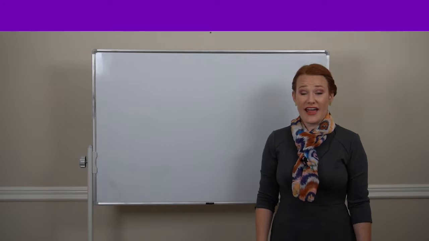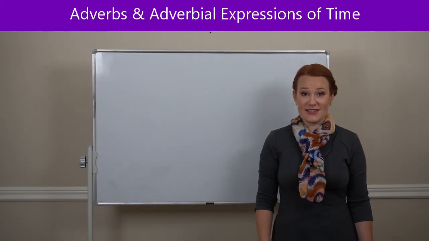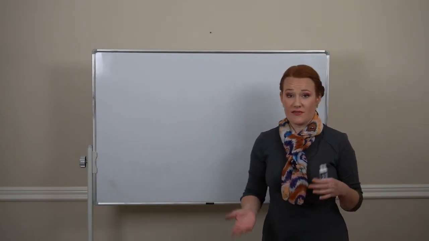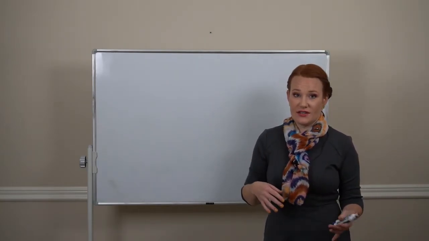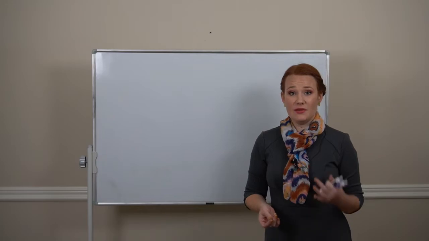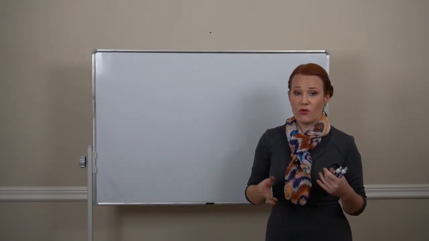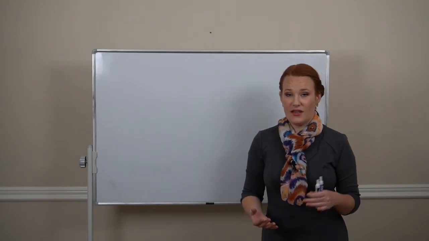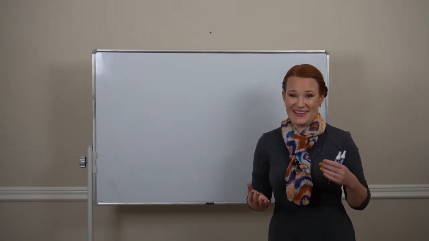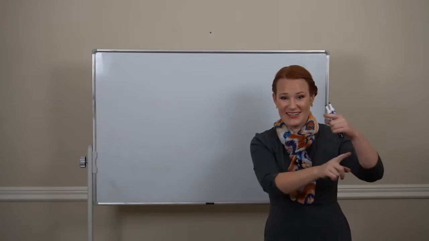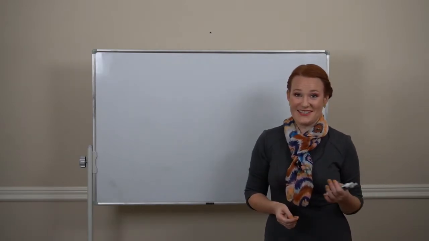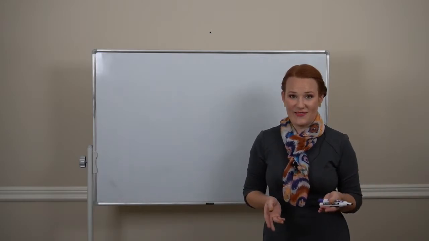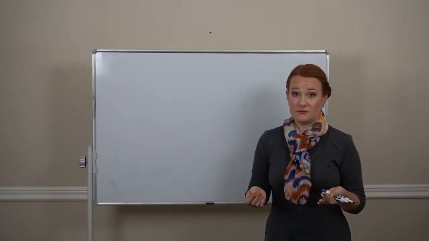Today, let's break down adverbs and adverbial expressions of time. So, you guys know that adverbs modify verbs or adjectives. With adverbs of time, we're going to modify the verb to show when or how often the verb happens. Now, adverbs can be tricky because they can often go in different places around a sentence. So I want to talk about three kinds of these adverbs and where they go.